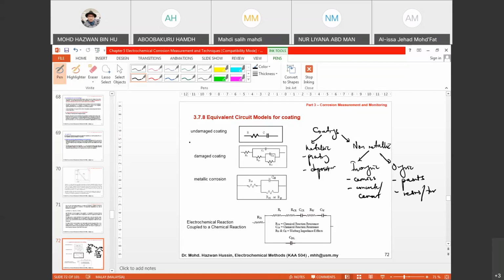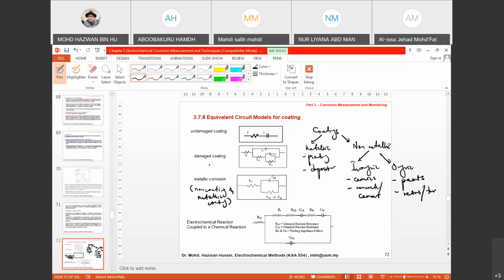So undamaging coating is basically related with electroplate, deposition sample or others. But it's completely different with metallic coating. This is actually for metallic corrosion. It's also related with non-coating. And also metallic coating.